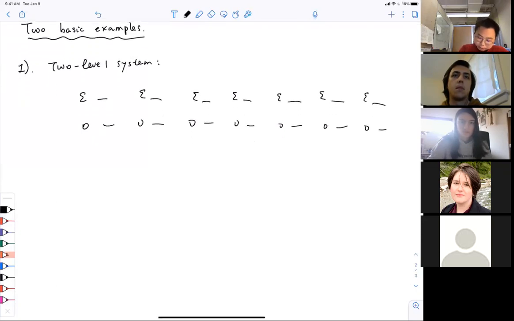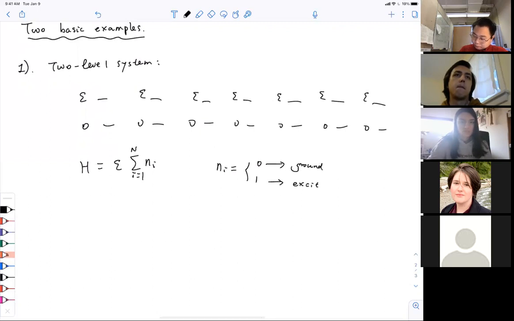And of course, we can write down the Hamiltonian. The energy is basically epsilon summing over n_i, i from 1 to N. So n_i can be 0 or 1. 0 means it's in the ground state, and 1 means in the excited state. By the way, this Hamiltonian is equivalent to the sigma z form Hamiltonian I wrote down before. So this one is more explicit, but equivalent.